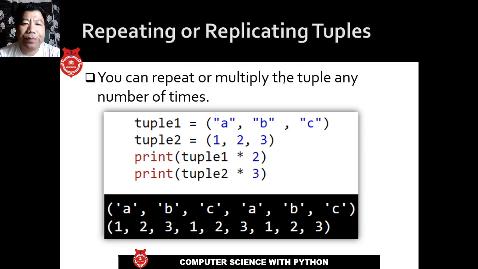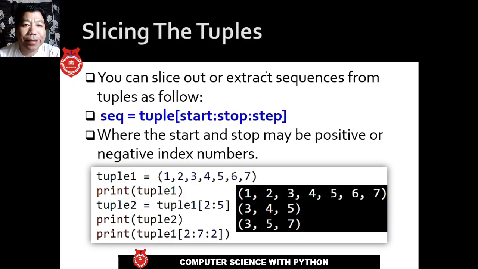You can repeat or multiply tuples any number of times. For example, I have tuple 1 here and tuple 2 here. I want to multiply tuple 1 two times, that is ABC, ABC 2 times. And I want to multiply tuple 2 three times. That is 1, 2, 3, 1, 2, 3, 1, 2, 3. That is the output. This is known as replicating or repeating. I hope it's clear. Now let's go to slicing the tuples.